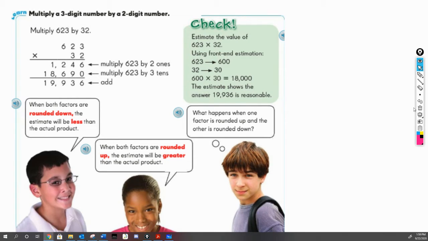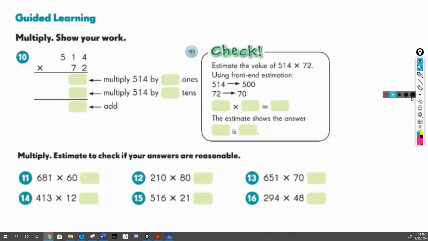The important bit is the rounding, because we're going to do some rounding to check. If you are rounding down 623 to 600 and you're rounding 32 to 30, then your estimate's going to be less than the product. If you round them up, then you're going to be more. If you round one up and round down, then you'll get probably a little bit closer to your actual answer. Okay? All right. You can do this. I'm going to pause, and you're going to pause me, and then we'll come back and compare our work together. You may begin.